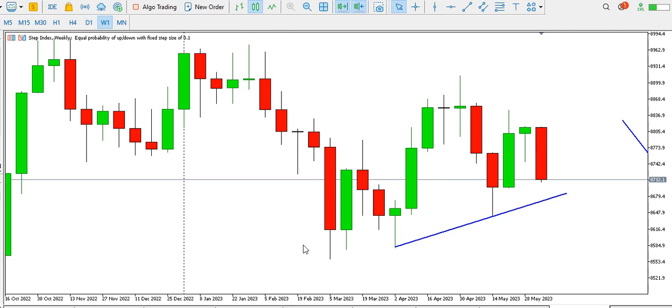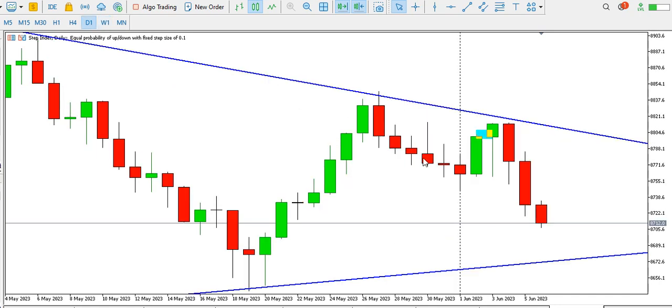That's the possible next target for step index on the weekly time frame. It's currently bearish. We have this ascending trend line and this descending trend line for step index on the weekly time frame. So price is expected to range within this triangle. Okay, that's that for the weekly time frame for step index. Let's take a look at the daily time frame. What do we have on the daily time frame?